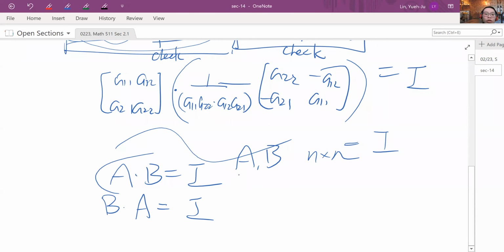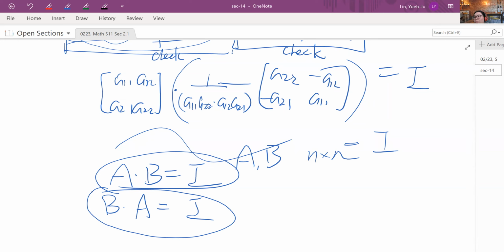Actually, you can show that if this is the case, B times A will automatically be identity as well. You can actually prove it. I remember they included it in one of the problems as a homework exercise, but it's more involved. That's why I don't want to use it now, because I don't want to use something that I haven't justified. But technically, if you have one of them, and it's n by n, the other should be true.